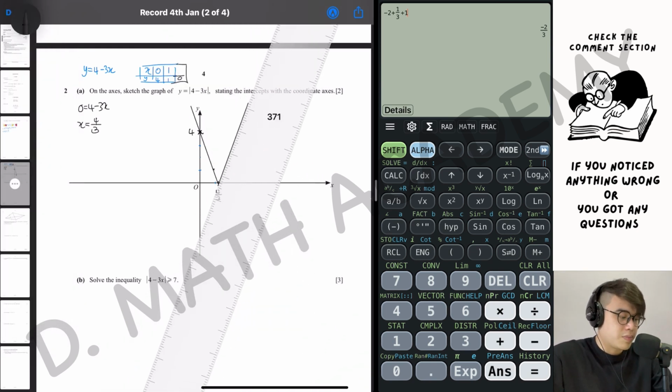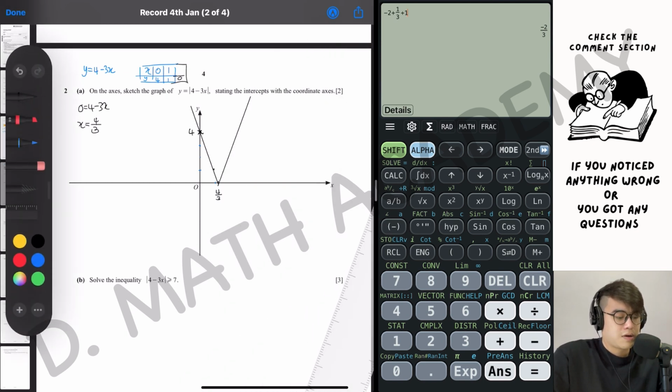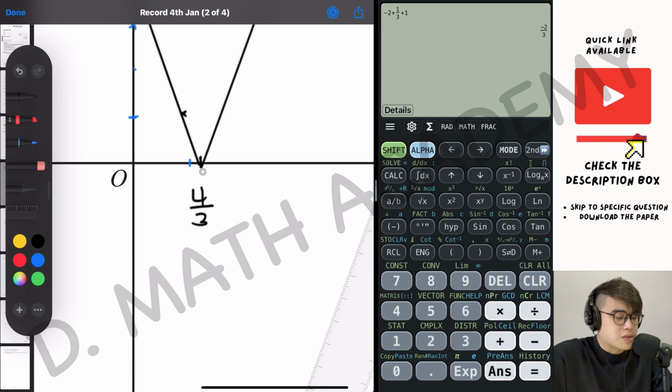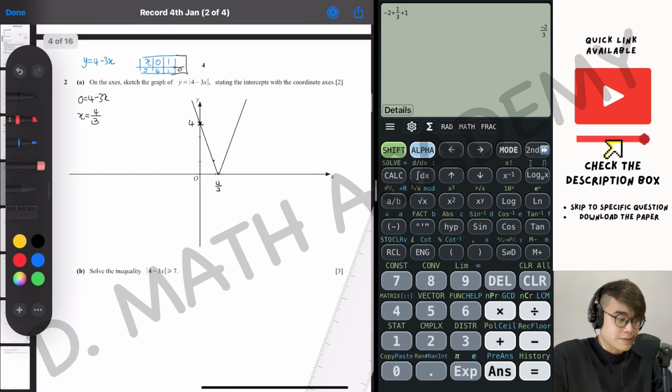Okay, this could be how the graph would look in your final results. As long as your drawing is to scale, you should be awarded full marks. So don't have to worry about it. So this is how it looks like, and let's move on to our next section here.